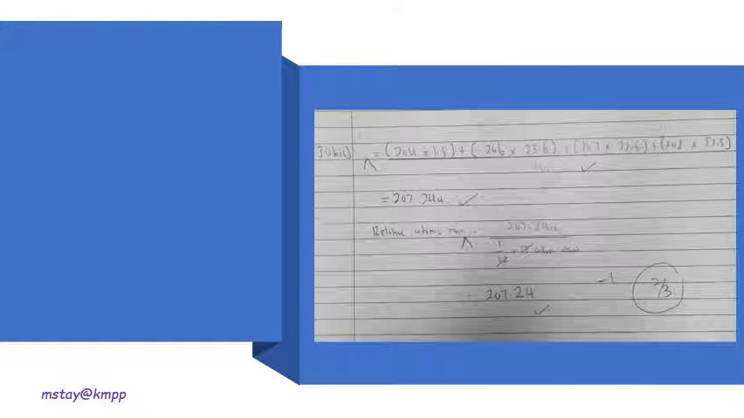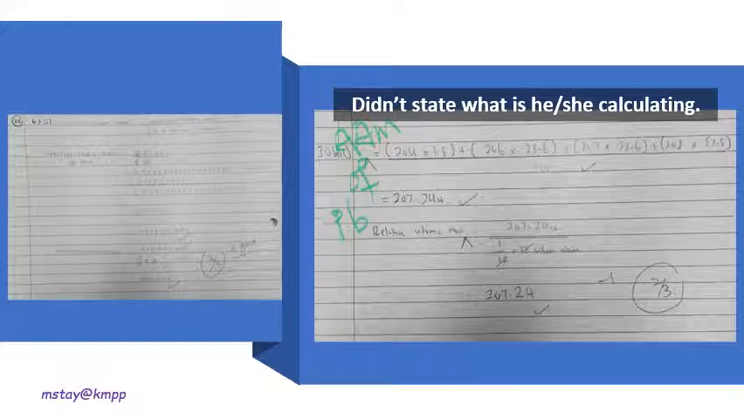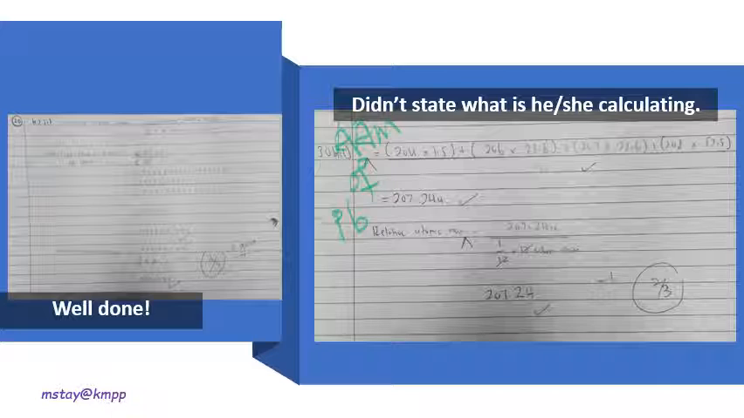Now, let's look at this answer. For this answer, the working step is quite good. However, the student didn't state what he or she is finding. So here, supposedly, you have to add on average atomic mass of lead. This is a good answer. Well done to this student.